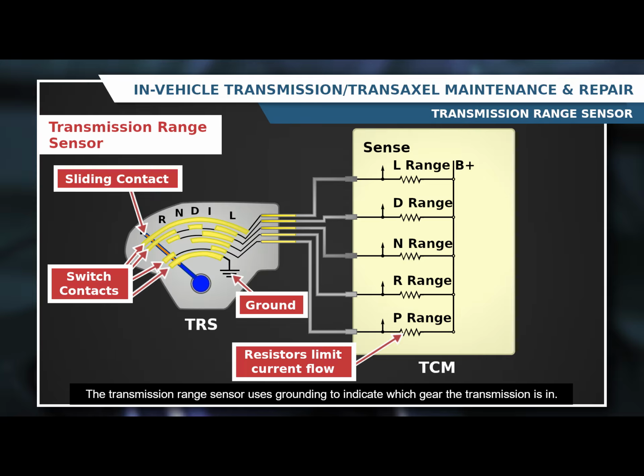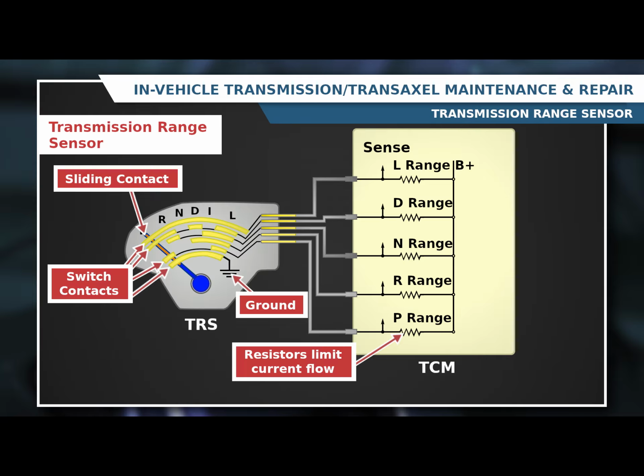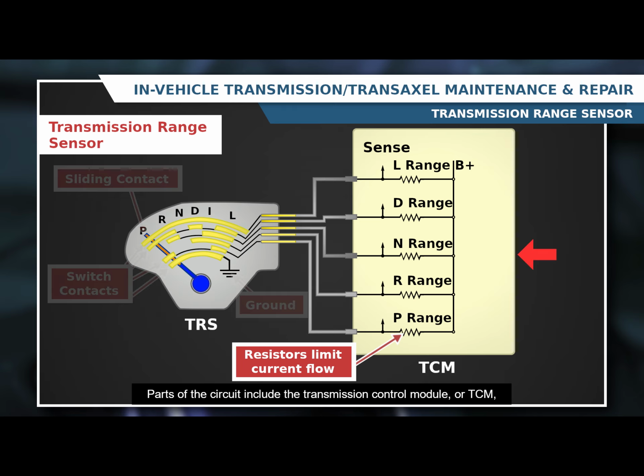The transmission range sensor uses grounding to indicate which gear the transmission is in. When a certain gear is selected, a circuit is grounded, and the sensor detects this grounded circuit to determine the gear position. Parts of the circuit include the Transmission Control Module, or TCM, current limiting resistors, and sense lines.